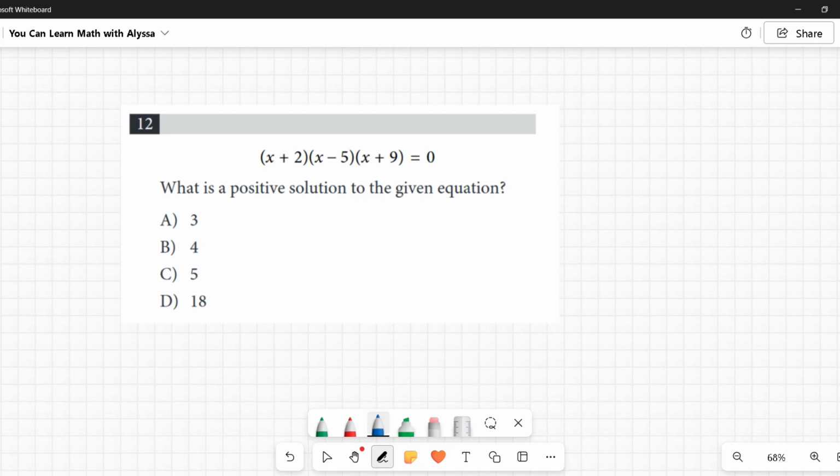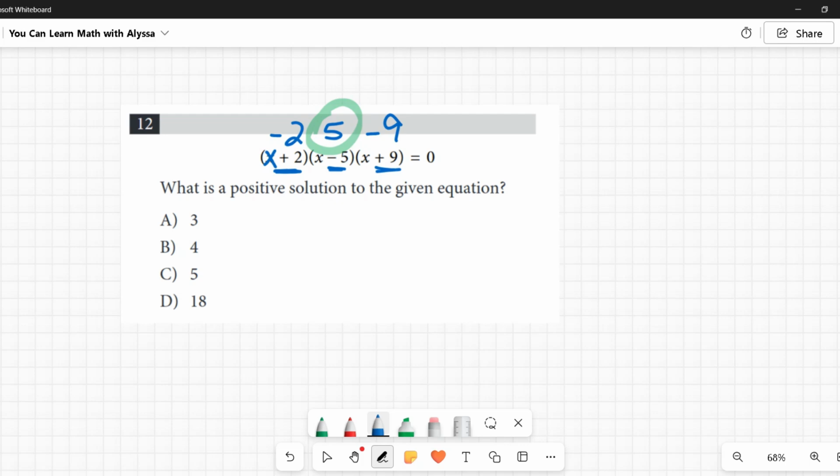One of these has to be equal to 0. And since I've done a lot of factoring, I know it's always going to be the opposite when x is just a single x. So the solution for this one will be negative 2. The solution for this one will be positive 5. And the solution for this one will be negative 9. And we only have one positive solution, that's 5.